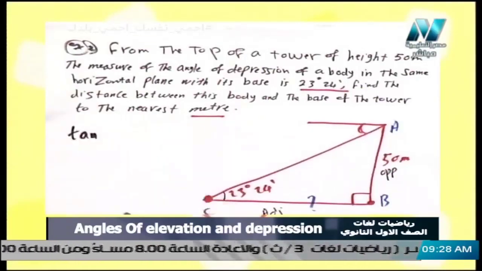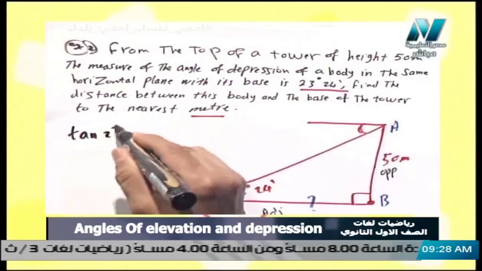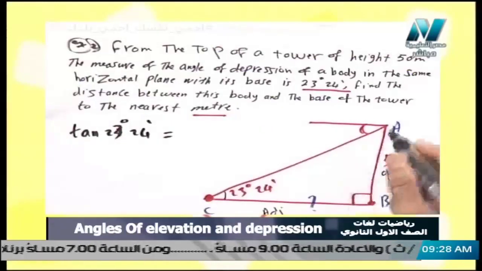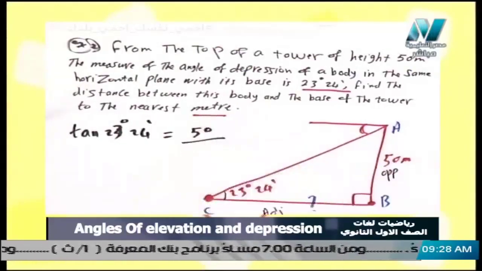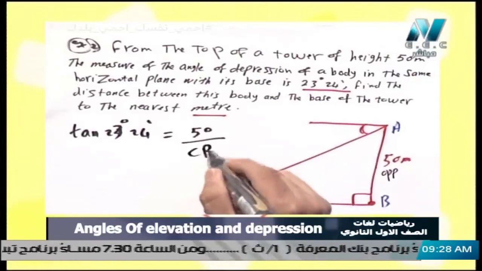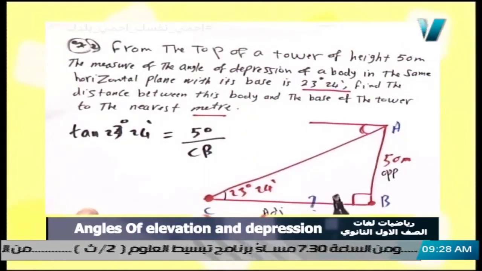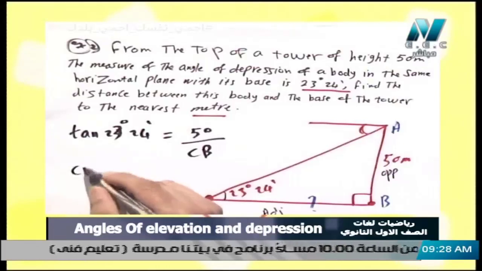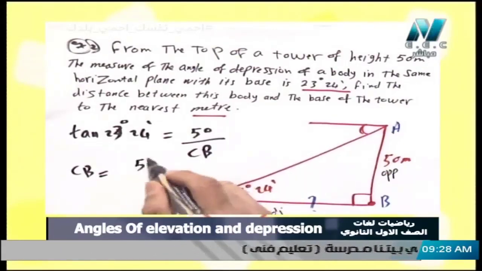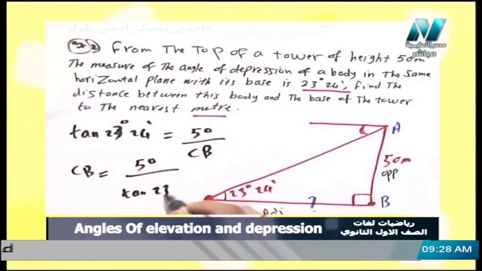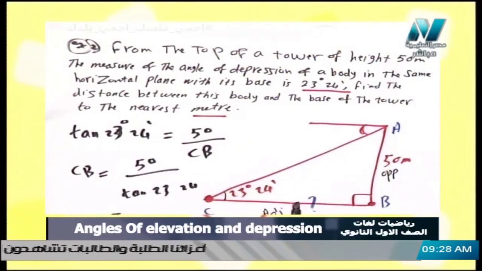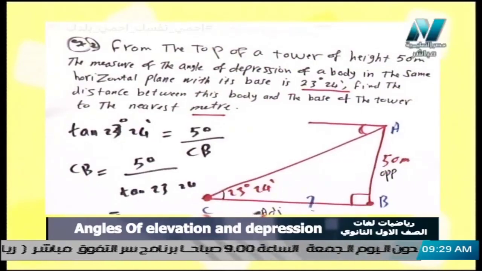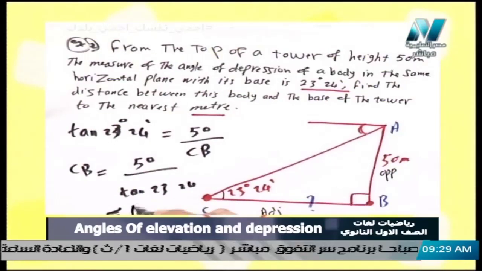So we write tan 23 degrees and 24 minutes equals opposite, which is 50, over adjacent, which is CB, and we don't know the length of CB. So CB equals 50 over tan 23 degrees 24 minutes. So we can calculate CB. It will be approximately 116 meters.